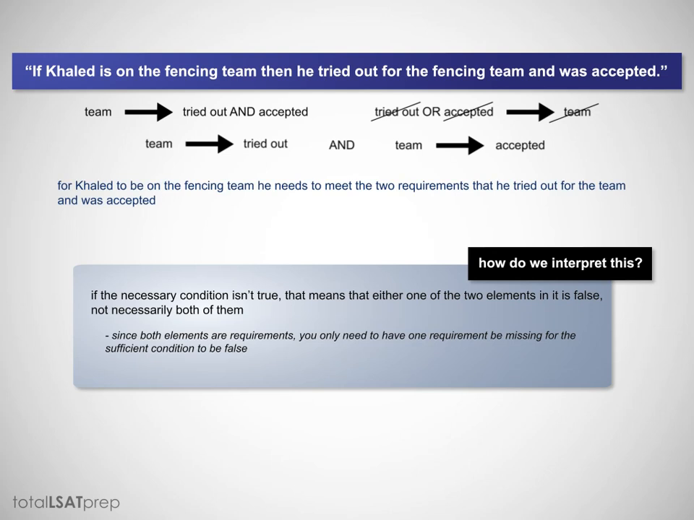For Khalid to be on the fencing team, he needs to meet the two requirements that he tried out for the team and was accepted. And he needs to not satisfy only one of the requirements in order to not be on the team. Because if he doesn't try out for the fencing team, then there's no way that he can be on it. And if he isn't accepted on the team, there's no way that he can be on it.